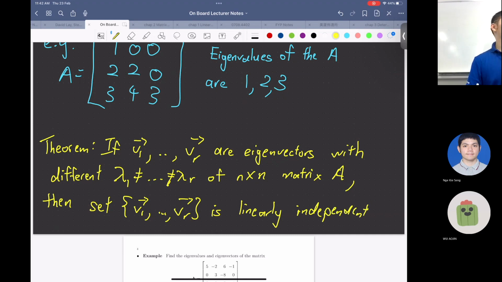So what does this mean? This means this provides you a new source of finding a basis. You're not going to generally pick and choose a basis, but you find this specific set of vectors, eigenvectors, to become your basis.